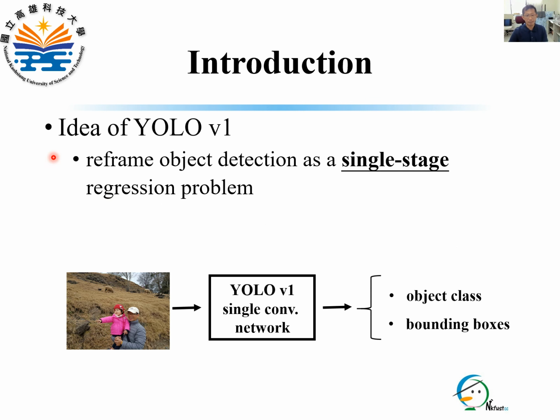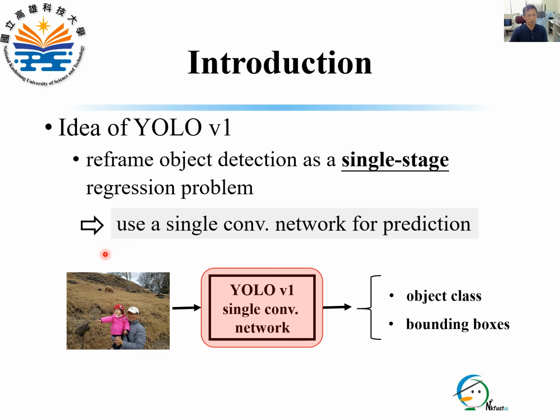Accordingly, the main idea of YOLO v1 is to reframe object detection as a single-stage regression problem. More specifically, YOLO v1 uses a single convolutional neural network to directly predict object classes as well as object bounding boxes at the same time. This significantly simplifies the architecture and speeds up the detection process.